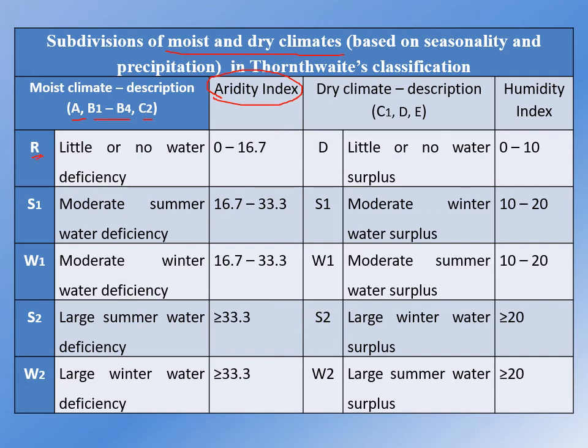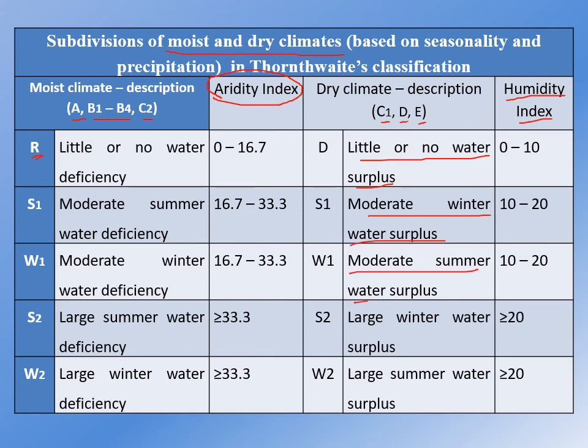Similarly, the dry climatic conditions, which are the C1, D, and E types, can be again subdivided depending on the humidity index, depending on the water vapor available in the atmosphere. Depending on the different values, they can be subdivided into five types, symbolized with some alphabets: little or no water surplus, moderate winter water surplus, moderate summer water surplus, large winter water surplus, and large summer water surplus, and all have different symbols.